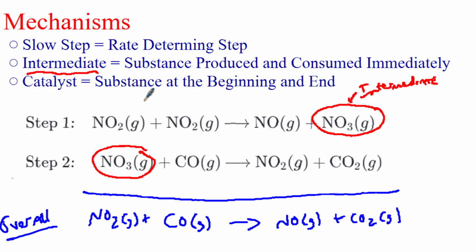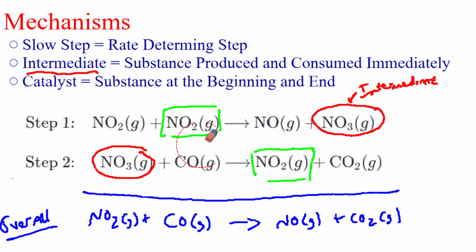Now, we also have a thing called a catalyst. A catalyst is a substance at the beginning and a substance at the end. Did you see the NO2? Right here, that was a catalyst. One of those particles of NO2 was a catalyst there. It was there at the beginning and there at the end. It wasn't part of your overall chemical reaction.